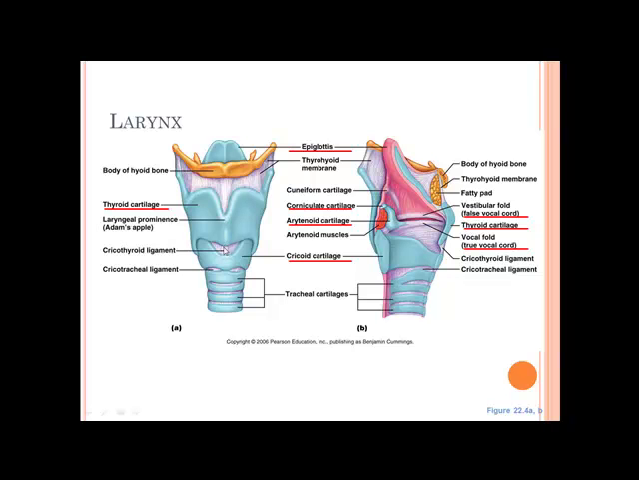The ligament that connects the two is called the cricothyroid ligament. The ligament that connects the thyroid cartilage to the hyoid bone is called the thyrohyoid membrane, or ligament, but it's really referred to as a membrane. This guy right here is called a cuneiform. This is the corniculate cartilage and the arytenoid cartilage. Then here's our vocal fold. So we have the vestibular or false vocal fold and the true or just normal vocal fold.